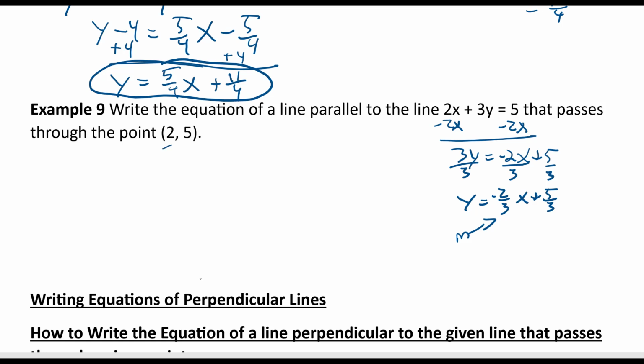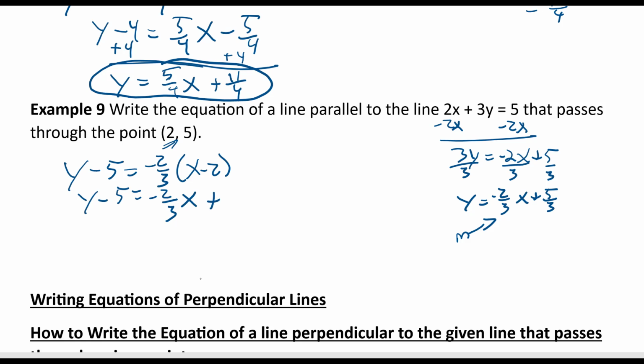And well, this is our point. So y minus 5 equals negative 2/3, the slope, times x minus 2. That's y minus the y value equals the slope times x minus the x value. So y minus 5 equals negative 2/3 x plus, so negative 2/3 times negative 2 is a positive 4/3. Then we want to add 5 to both sides.